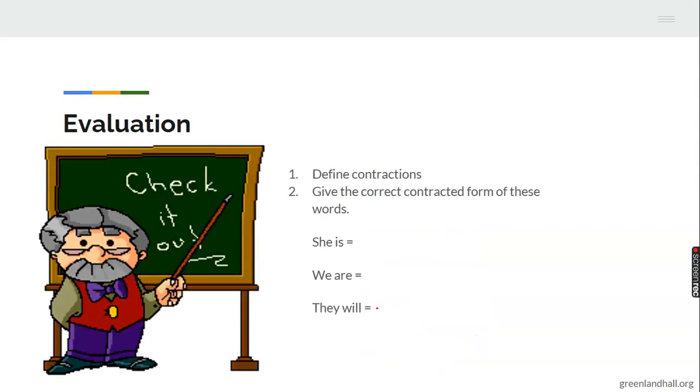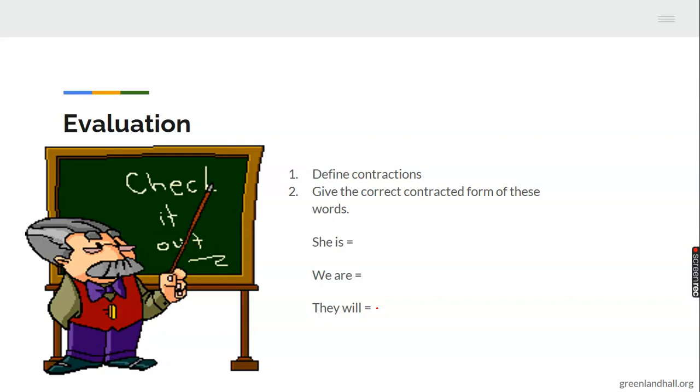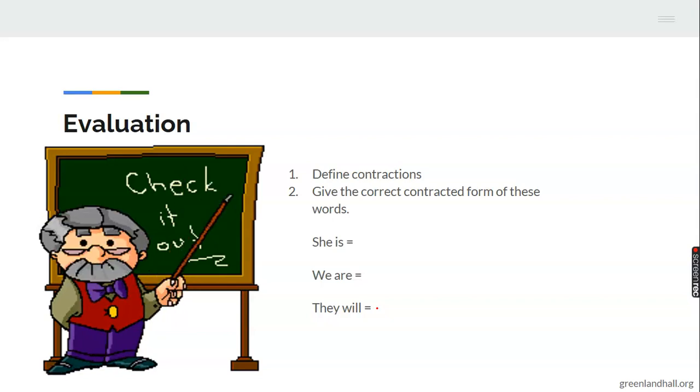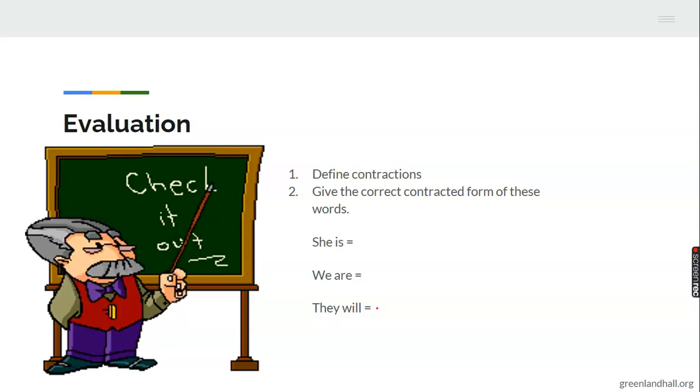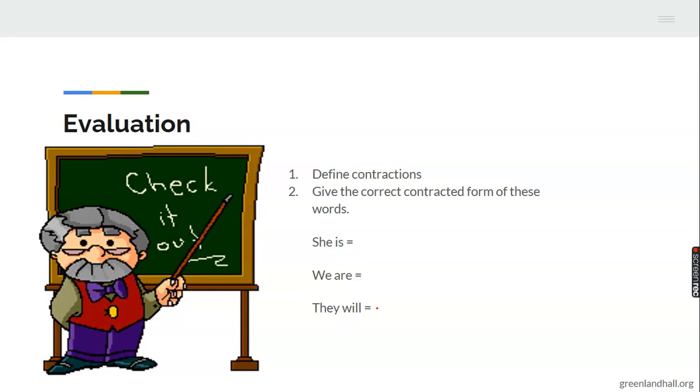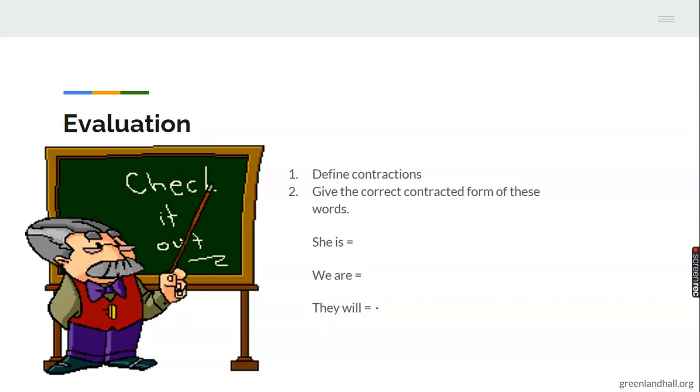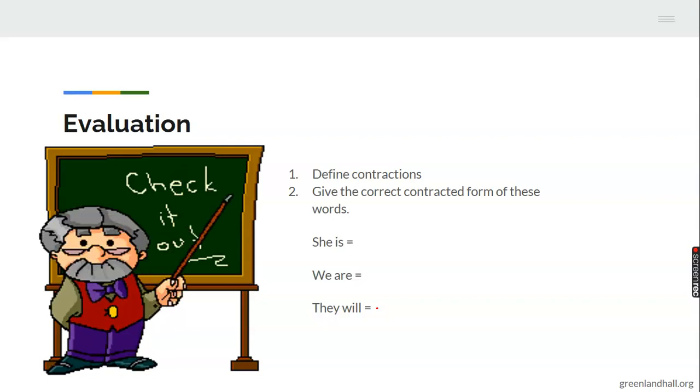Okay. Now you have to check this out. You have to try them. Number one, define contractions. Then number two, give the correct contracted form of these words. She, his will be what? We, her will be what? They, her will be what? So write the answers. You can send them to my email. It's at the first slide.